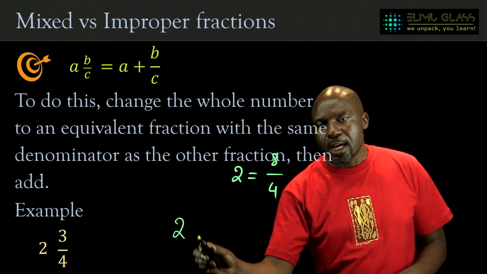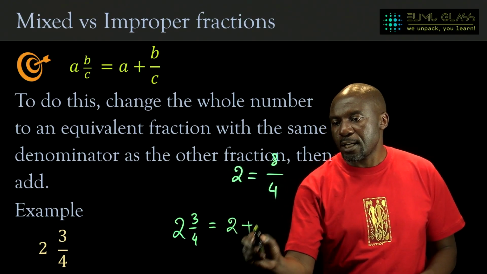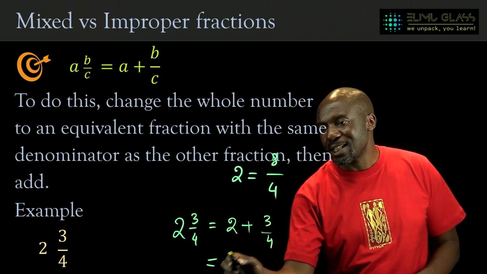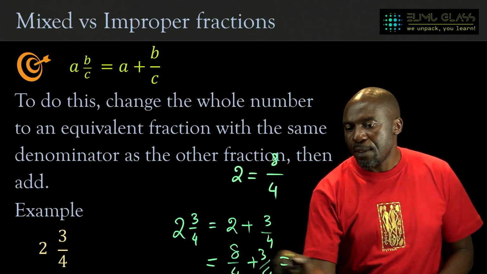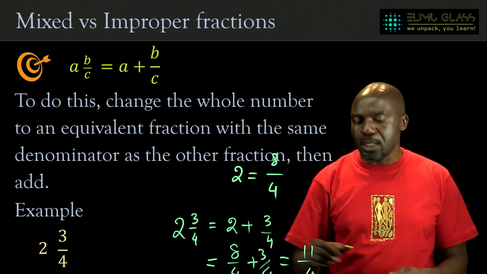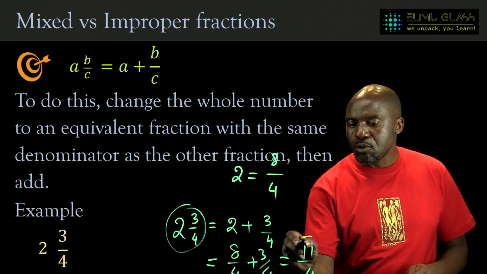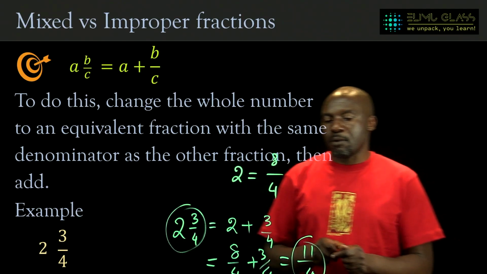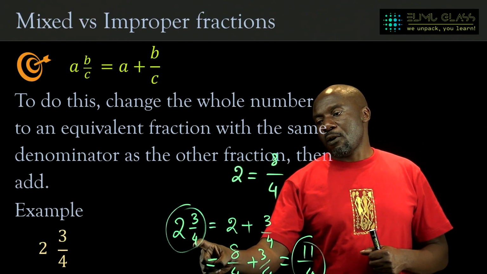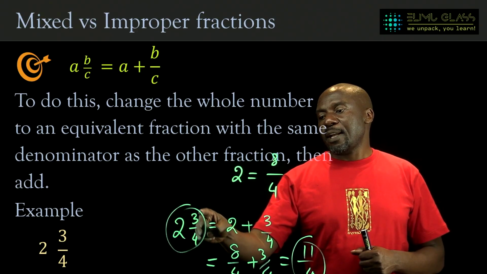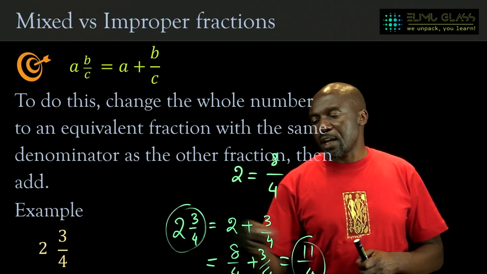So 2 and 3 over 4 can now be expressed as 2 plus 3 over 4, which is the same as 8 over 4 plus 3 over 4, and that gives me 11 over 4. So now it becomes easy to add them. So I've converted my mixed number or mixed fraction into an improper fraction. This is how you convert from a mixed fraction to an improper fraction. Of course, a faster way is to just say 4 times 2, then plus 3. So 4 times 2 is 8, plus 3 is 11. Whatever you get, you divide by 4. Okay?